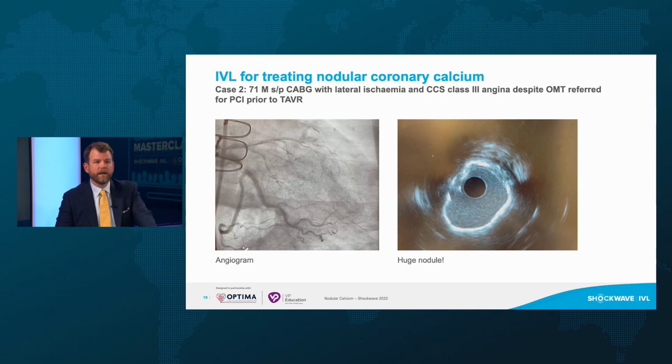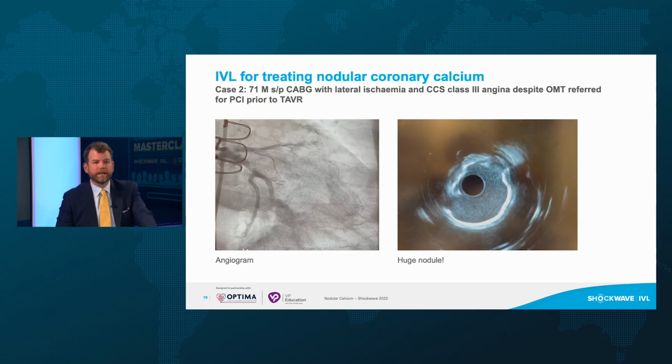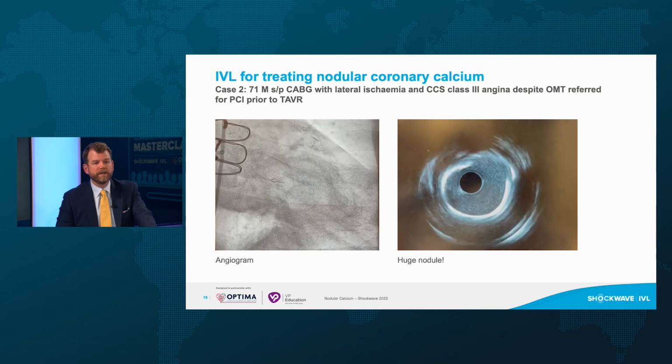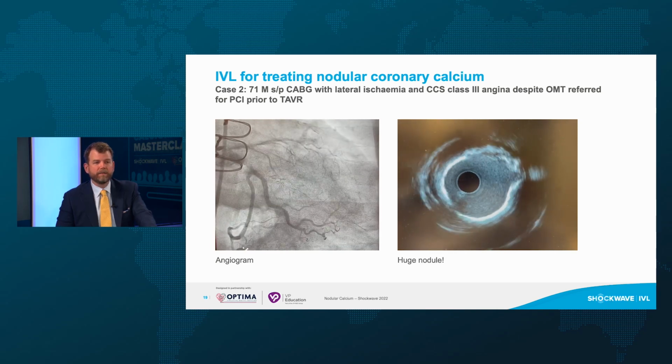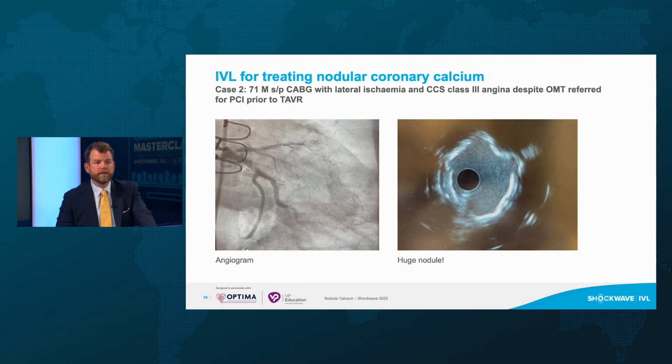This is a second case of a patient who had previously undergone CABG, who had failure of an SVG to this OM. The LIMA to LAD was still patent, and the dominant RCA still looked relatively good.